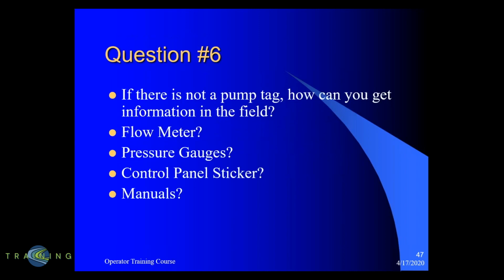The other things are there are stickers in the panels, and most of the time these stickers are going to tell you the horsepower. They're going to tell you the voltage and phase, and a lot of times they're going to tell you the full load amps. So that's information. If you open up and look at the inside of the door, you're going to be able to see the sticker that gives that information.